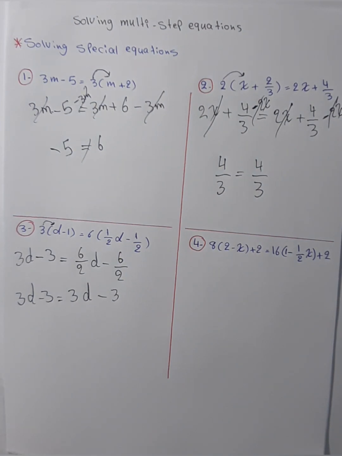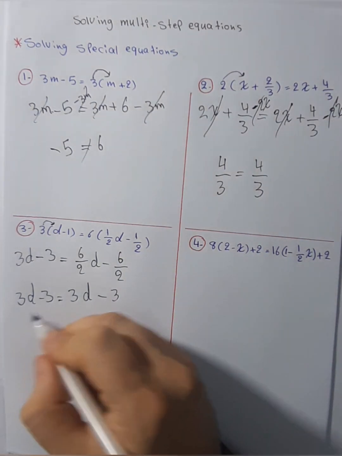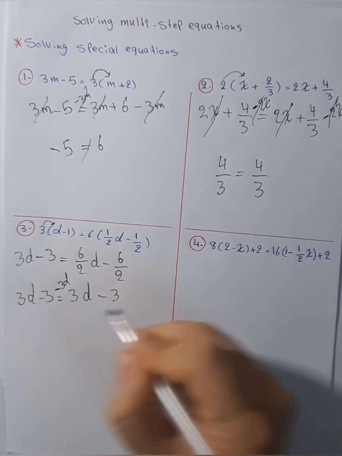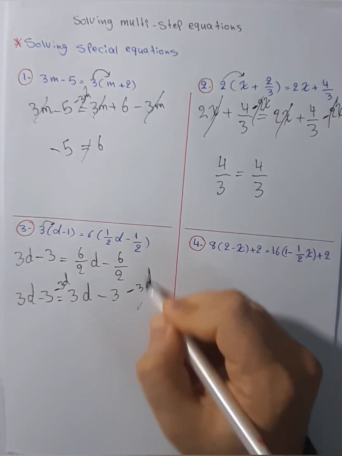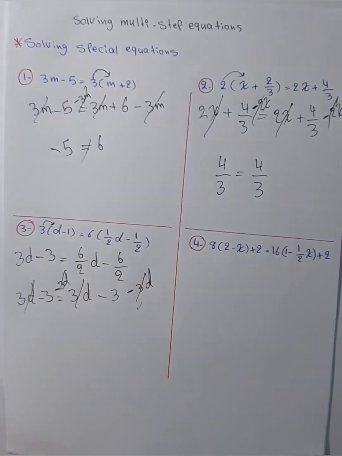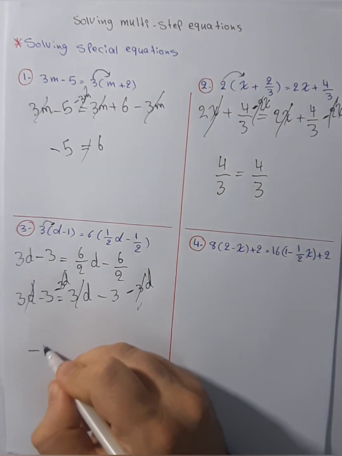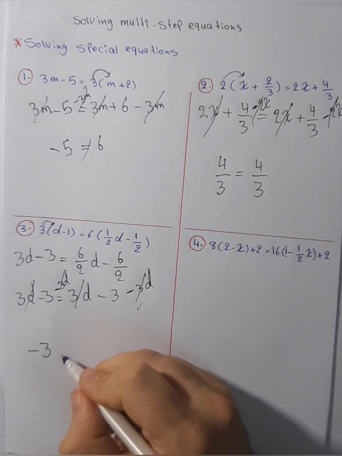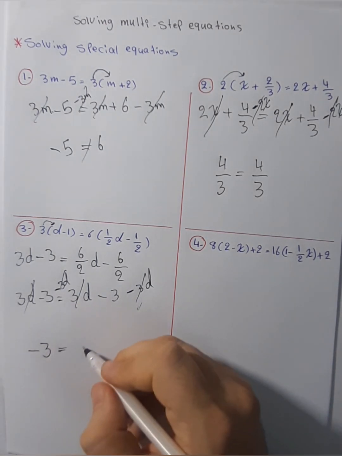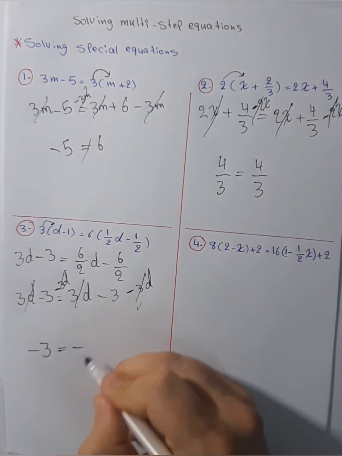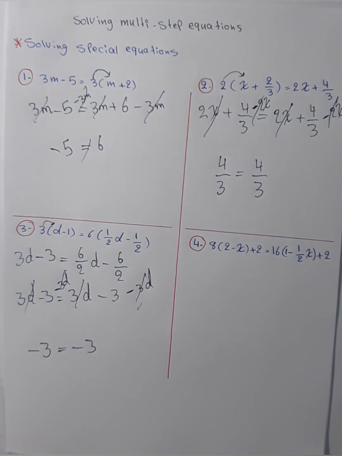Now you have to subtract both sides by 3d. These two like terms reduce. On the left side, negative 3 stays. On the right side, negative 3 stays. So negative 3 equals negative 3. It means this equation has infinite solutions.